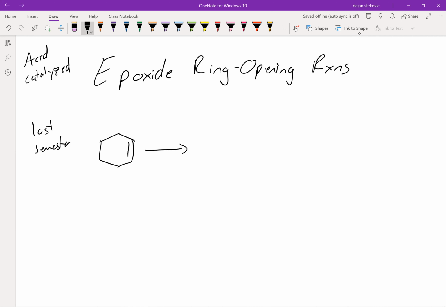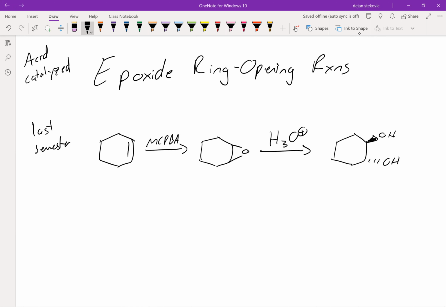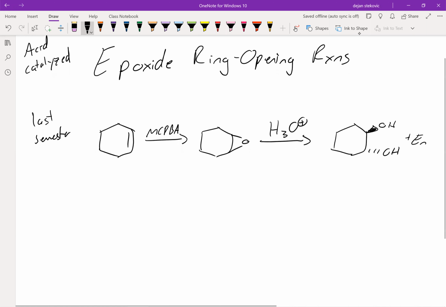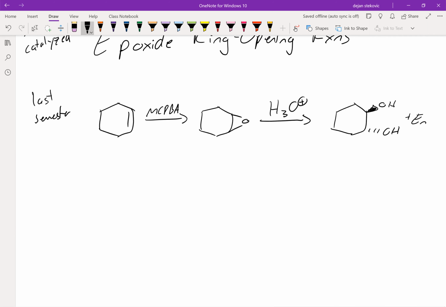So we've got our alkene, we add some MCPBA. We form our epoxide. And then what we can do here is just add H3O+ to get our diol, right? Note that they've added in an anti fashion, and of course you get both enantiomers of the product. Let's go take a look at the mechanism of this.